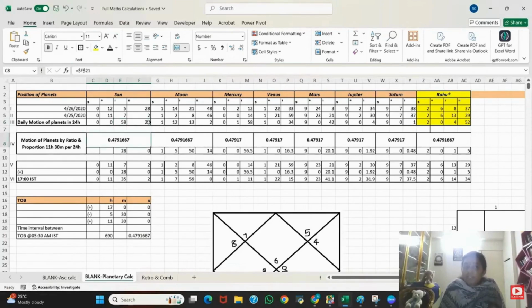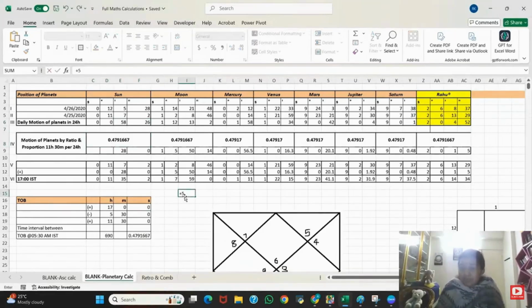So 58 minutes and 26 seconds. I'll convert everything to minutes here. So it is 58 plus 26 by 60. And this 58.433 minutes, which is the daily motion of the sun on this day, is multiplied by 0.4791.